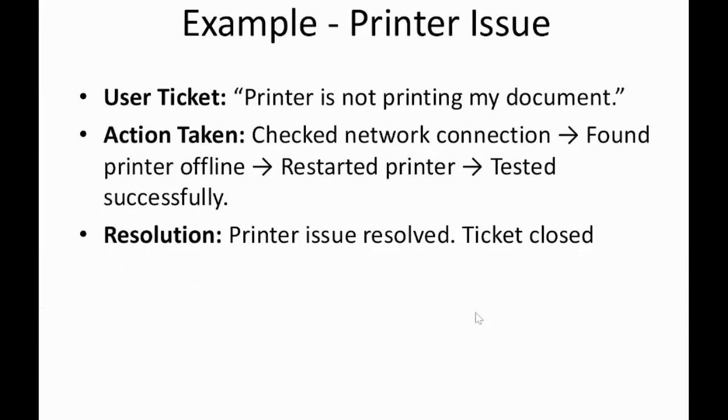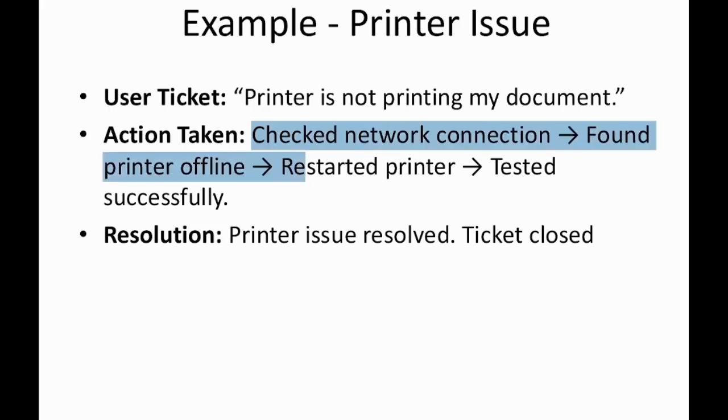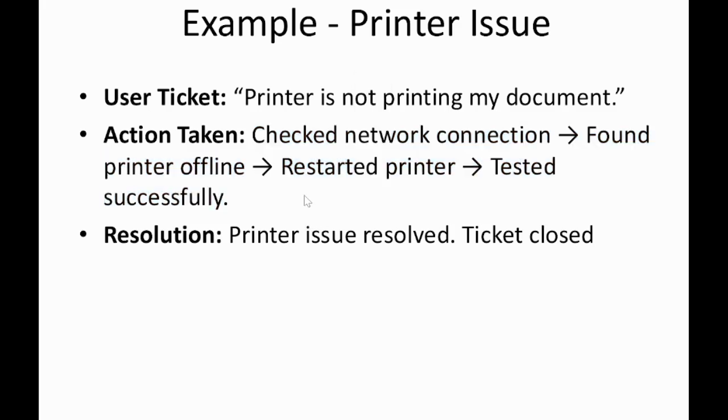Okay. Example is like user ticket you will get: printer is not printing my document. Okay. So action taken is check network connection, found printer offline, then restarted the printer and then tested successfully. Once you restart the printer, if it's working properly, then that means this issue got resolved. Resolution is printer issue resolved and ticket closed. So in this way, you can resolve the issue of printer.